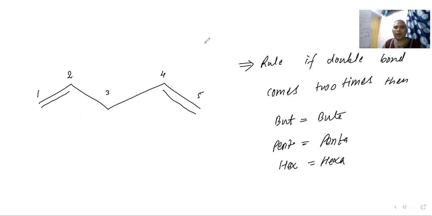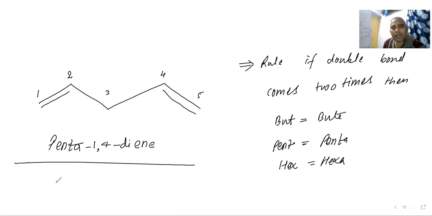So what we have to do here is start from any direction. Five carbons means pent. Since the double bond is 2 times, pent becomes penta, and the positions are 1 and 4, where the double bonds are. So it is penta-1,4-diene.